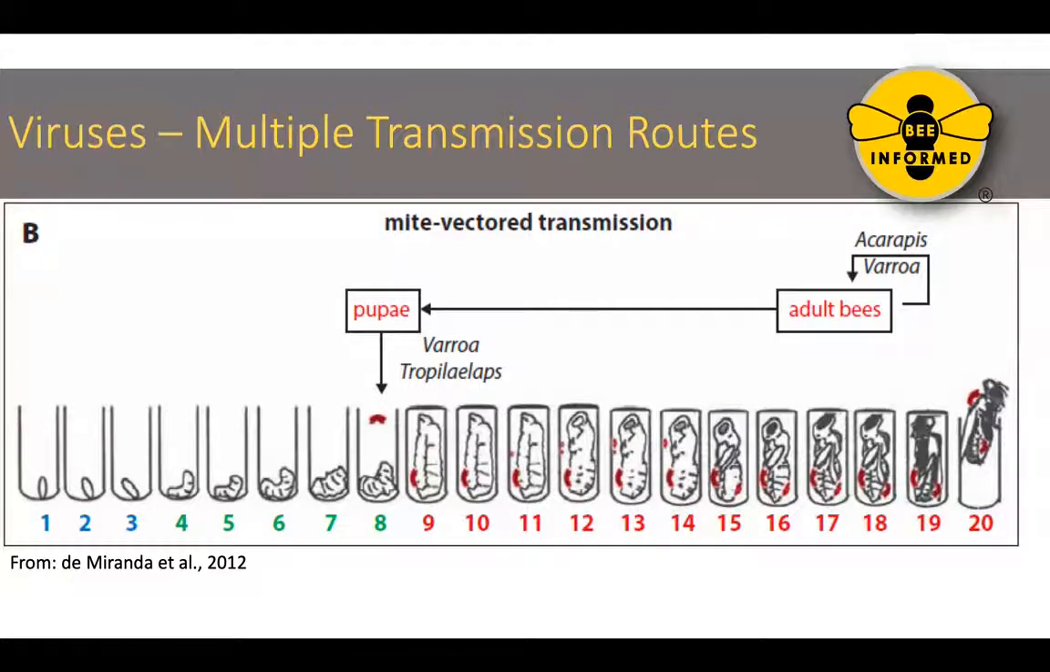Examples of Varroa-mediated transmission, or viruses vectored by Varroa mites, include acute bee paralysis virus, Kashmir bee virus, Israeli acute paralysis virus, deformed wing virus, VDV1, Varroa destructor virus, also known as the deformed wing virus variant B, and then the slow bee paralysis virus.